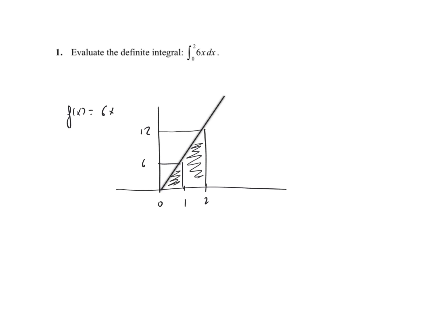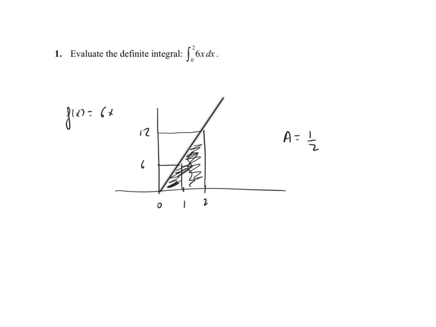I can find this area geometrically. I see one triangle between 0 and 2. So the area should be 1/2 times the base, which is 2, times the height, which is 12, because the area of a triangle is 1/2 the base times the height. So 2 divided by 2 is 1, and the area is 12 units. We have found the area in a geometrical way.